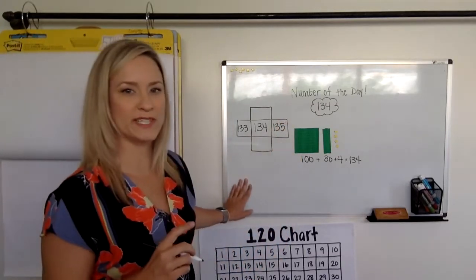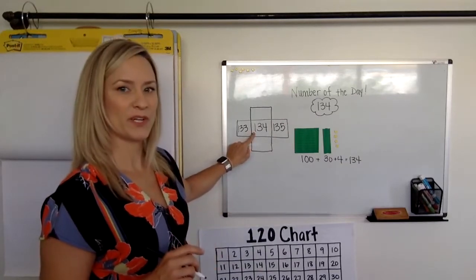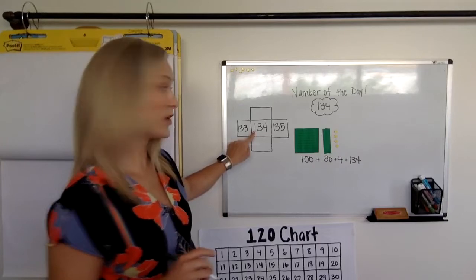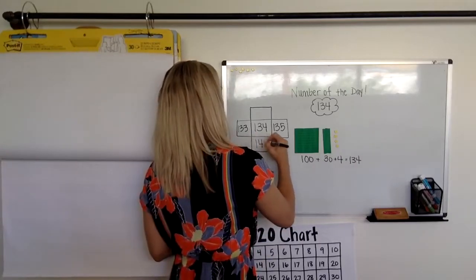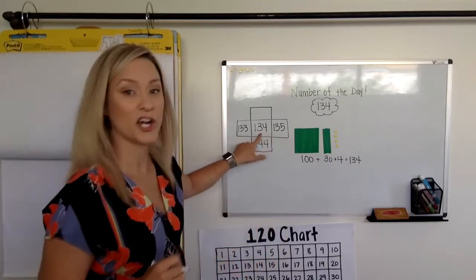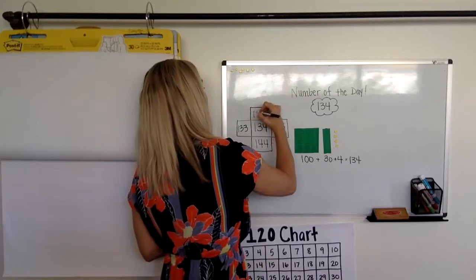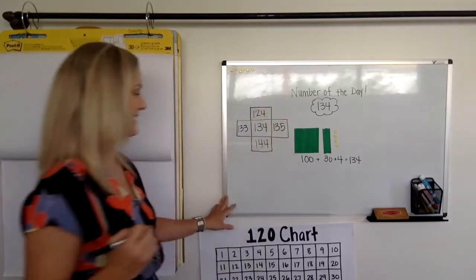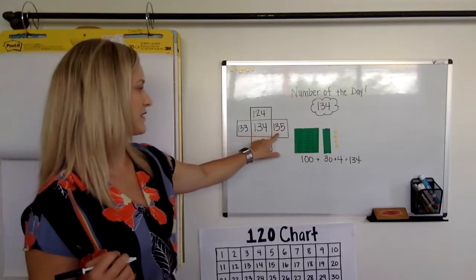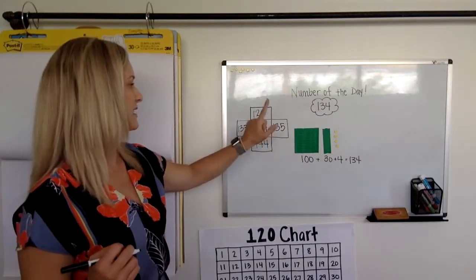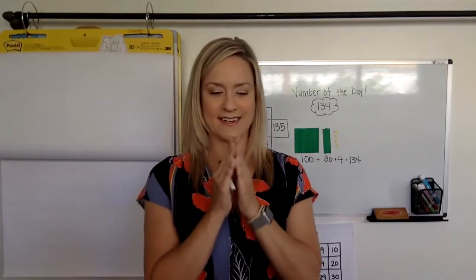How about, let's go. I'm going to go like this. Are you ready? 134. 10 more. That's right, 144. And are you ready, class? 10 less. 124. You got it. Good job, class. 133, 134, 135. 10 less is 124. 10 more is 144.